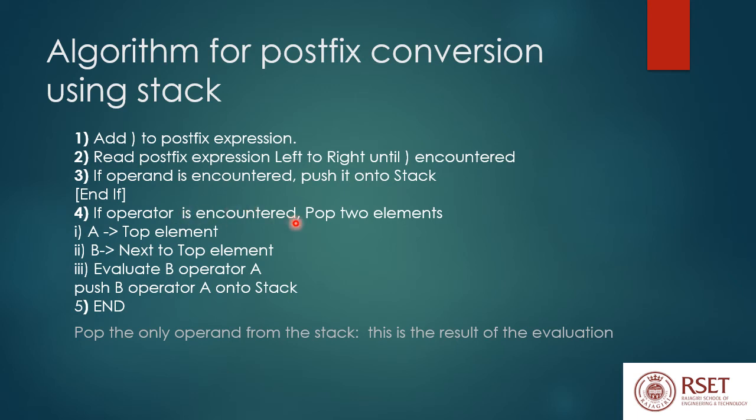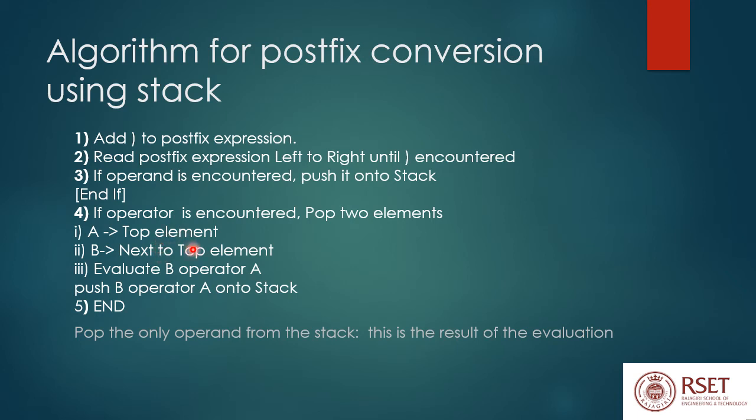If an operator is encountered, then you have to pop two elements, and while popping, you have to maintain the order. What is the importance of maintaining the order? With minus and division, order becomes prominent. A by B is different from B by A, and A minus B is different from B minus A. Whereas multiplication and addition do not have a problem, because A plus B and B plus A are the same.